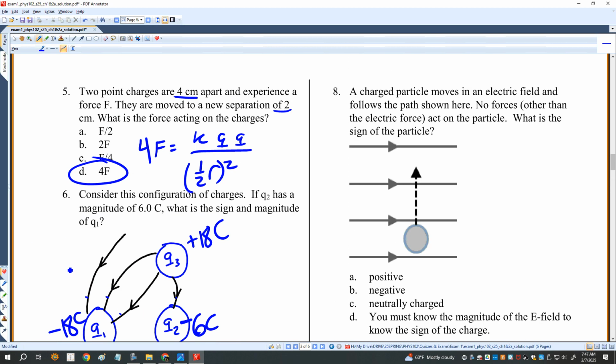All right, a charged particle moves in an electric field and follows a path shown here. No forces other than the electric forces act on the particle. What is the sign of the particle?